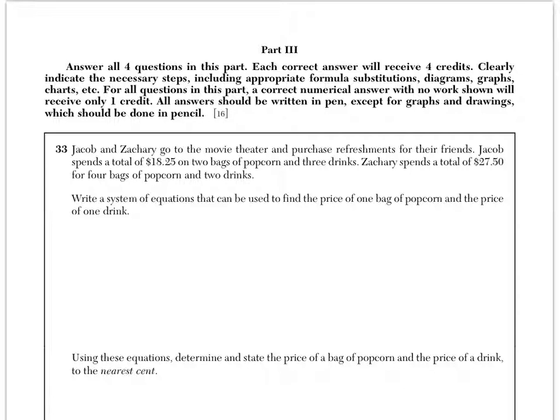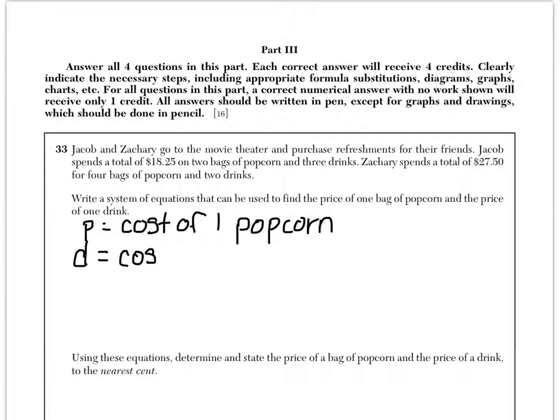So immediately, we are going to bring in some variables. P is going to equal the cost of 1 popcorn, and let's say D is the cost of 1 drink. So I always have to do this. Whenever I see a word problem and I'm trying to find things that are missing, I need to identify and give the things that are missing variables.